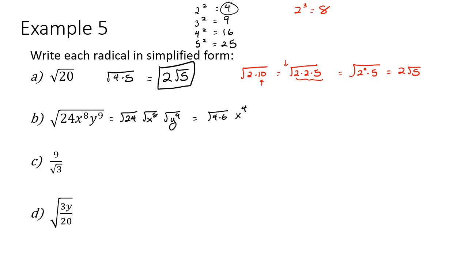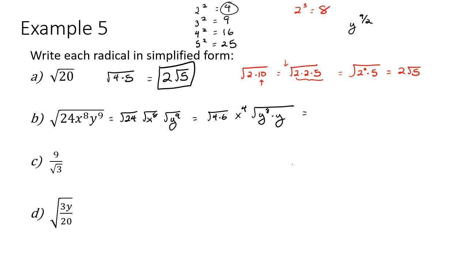Y to the 9th, on the other hand, doesn't work out quite so well. If we tried to simplify that, 9 is not divisible by 2. That's the same as just y to the 9/2 power. While it's not wrong to write it as y to the 9/2 power, that's not what they're looking for here in simplified radical form. We want to take as much out of the square root as we can and leave everything else alone. And so what I'm going to do is write y to the 9th as y to the 8th, an even number, times y.